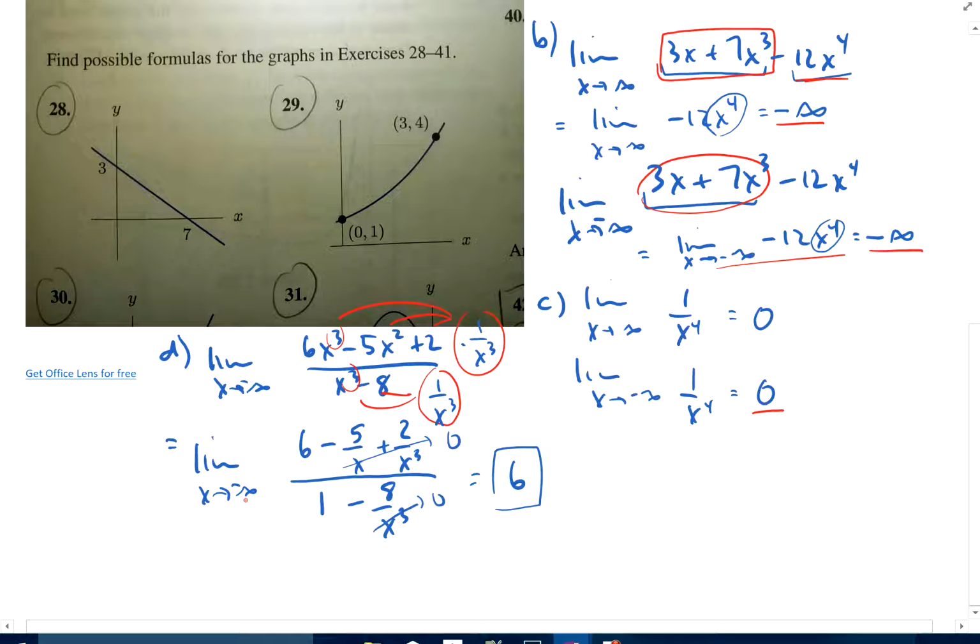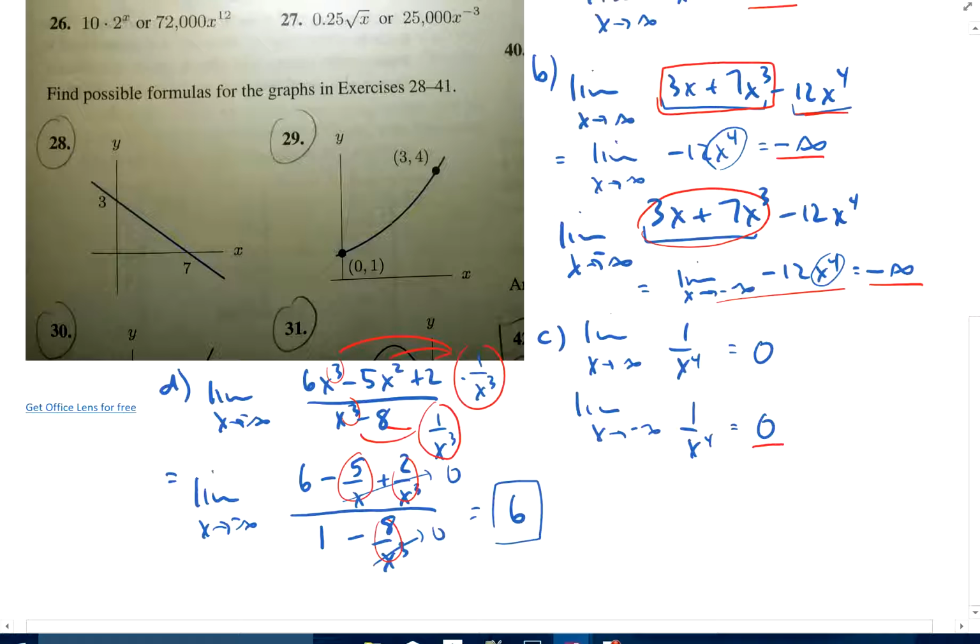Now as x gets huge, negative infinity, these numbers all get closer and closer to 0, don't they? Make sure that makes sense. 5 over a negative 100, 5 over a negative 1,000, 5 over negative 10,000. Those are all getting closer and closer to 0, so the quotient is getting closer to 6 over 1. Okay? All right. Hope that works for you.